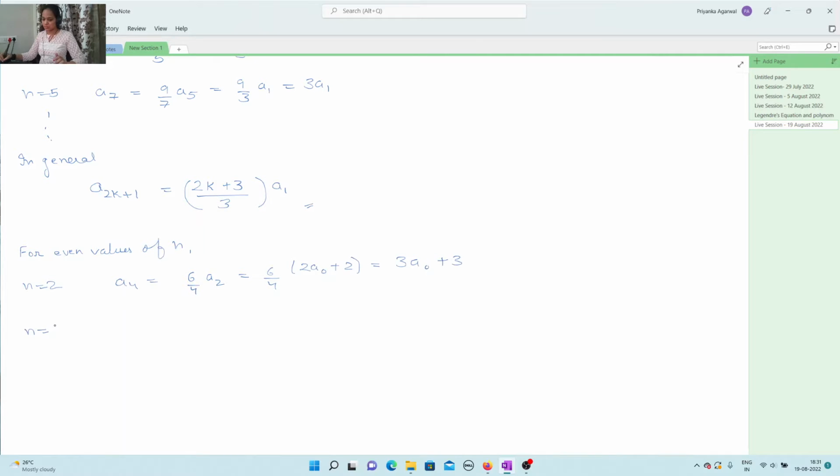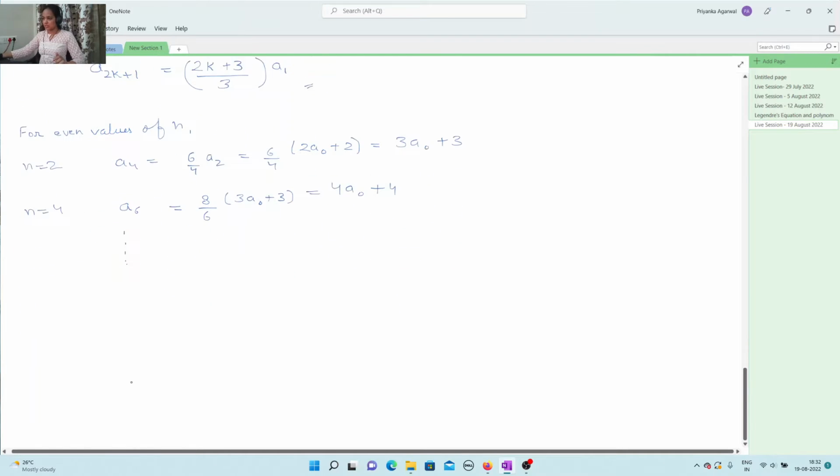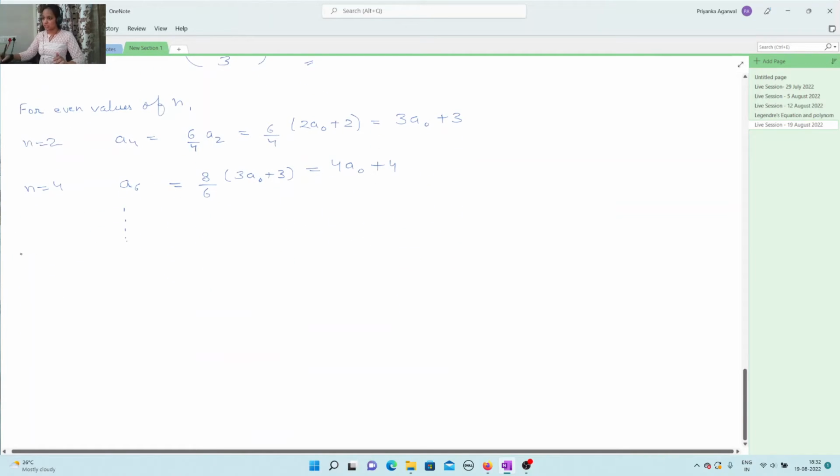Similarly, for n equals 4, this will be a6 equals 8 by 6 a4, and a4 is 3a0 plus 3, so we can write it like this: 4a0 plus 4. And similarly we can write for a general even term.